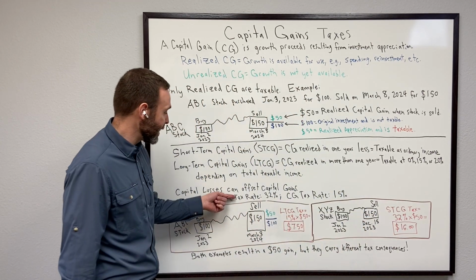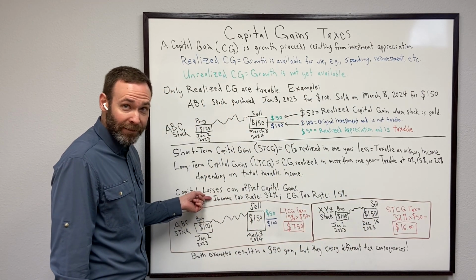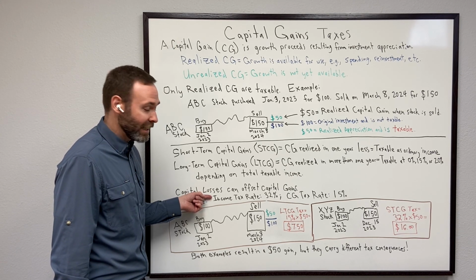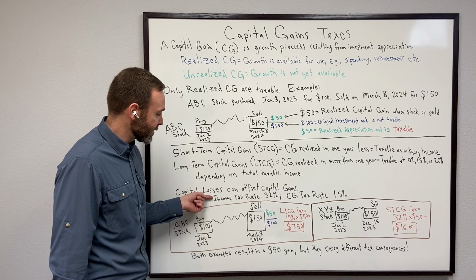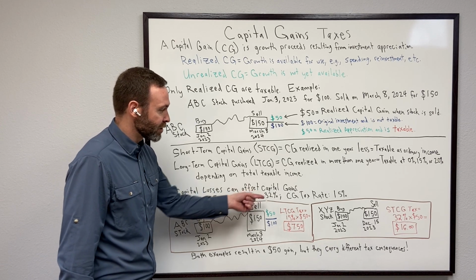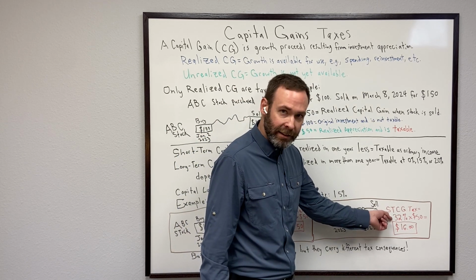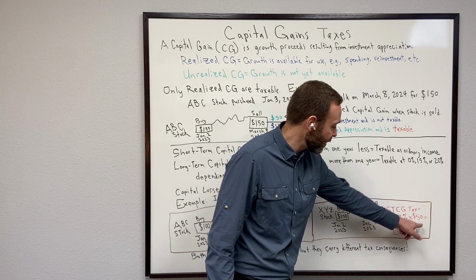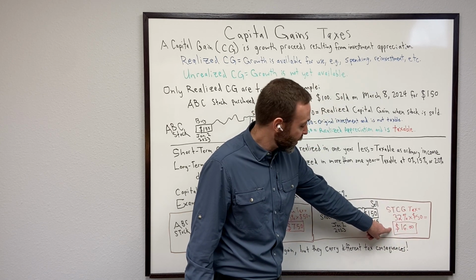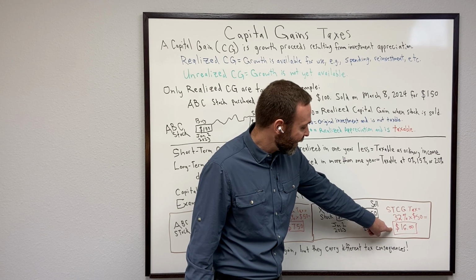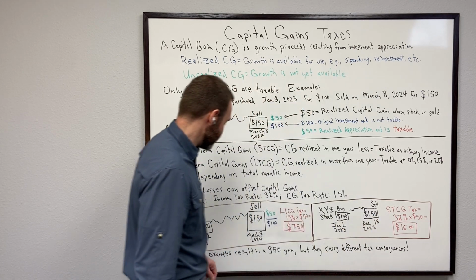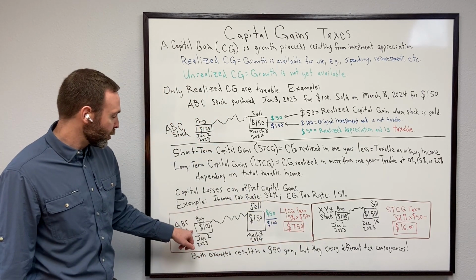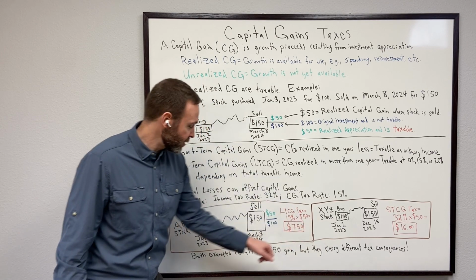And the capital gains tax rate for short-term capital gains is the same as your highest income tax bracket. So in this case, this individual's income tax rate is 32%. So we take 32% times the realized capital gain of $50, and you end with a capital gains tax of $16.